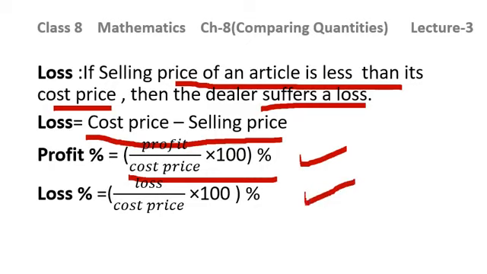So loss: if selling price of an article is less than the cost price, then the dealer suffers a loss. Loss will be given by cost price minus selling price. Then profit percent formula, profit over CP into 100%; loss percent, loss over CP, that is cost price, into 100%.